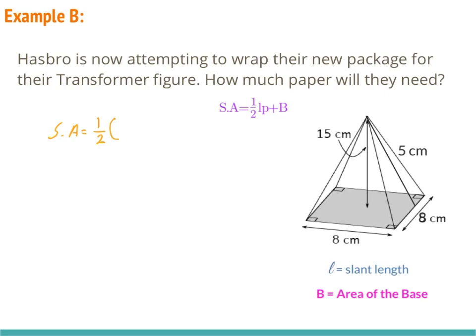Now we need to take a look at our slant length. Again, that's not going to be the height, which is straight up and down. Our slant length is going to be the length of the side. In that case, it appears to be 5. So our slant length is 5.